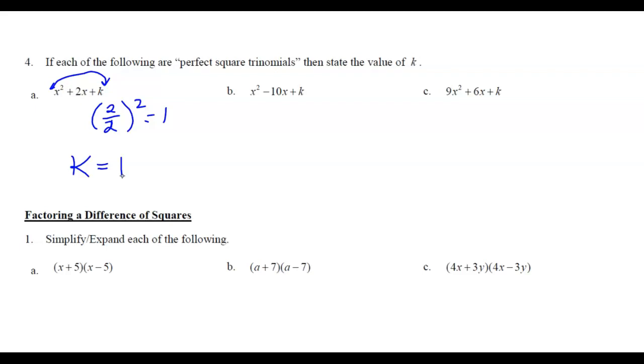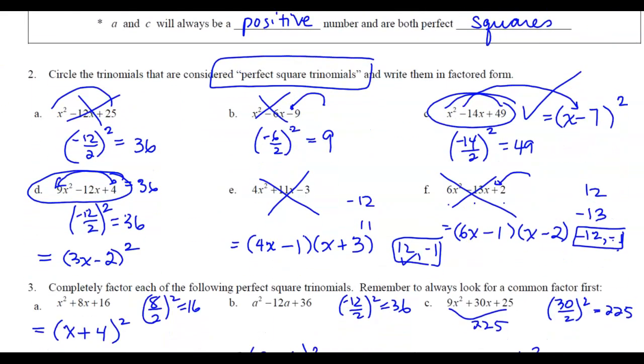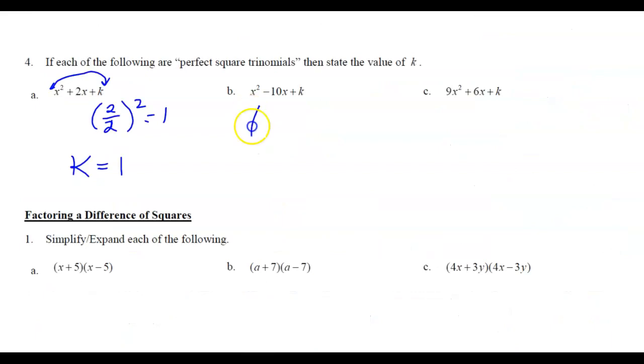I just did it. Take half of the coefficient of x and square it, and that's your value of k. It's back to that chart over here. b over 2 squared has to equal the product AC. And that's what we were doing in all of those brackets when I was testing these out. So here, half of negative 10 squared is positive 25. It can't be negative 25 because negative 25 isn't a perfect square, right? Got to have a positive.